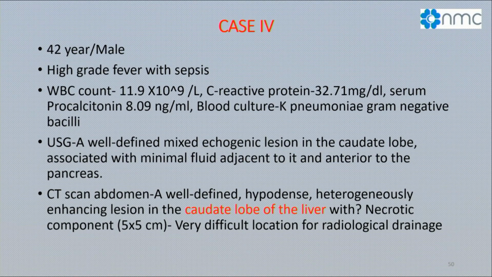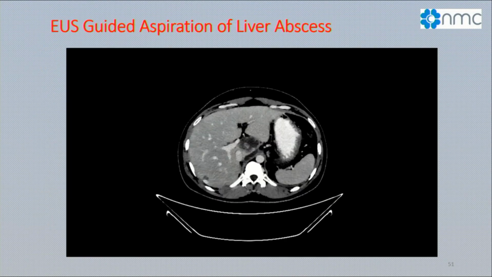This was another 42-year-old male who came with high-grade fever, sepsis. The inflammatory markers were very high. And when we did imaging for the patient, we found there is an infection or abscess in the caudate lobe of the liver.